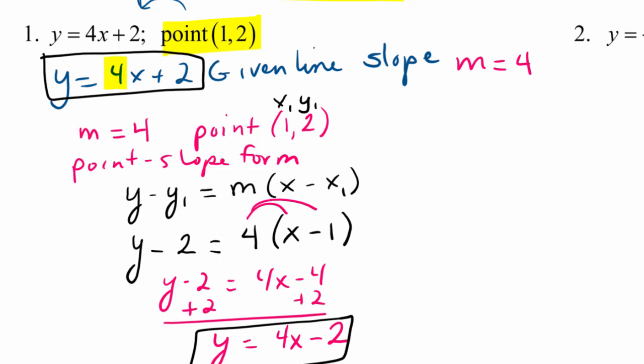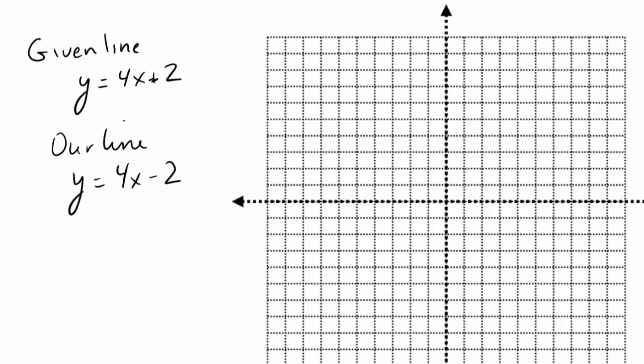Okay, so let's look at that. The given line was y equals 4x plus 2, and we're checking that our line, y equals 4x minus 2, and the given line really are parallel. So we're going to use the slope and the y-intercept to draw each of these lines. Let's call this one the red line. The y-intercept is 2, so I'm going to start at (0, 2). I'm using a scale of 1 for this coordinate system. And so my rise over run, my m, is 4 over 1, so I'm going to go up 4 and over 1. So there's the given line, the line that was given to us.